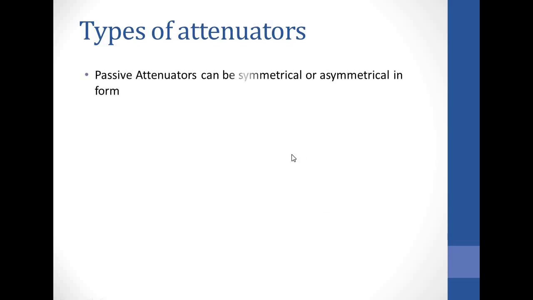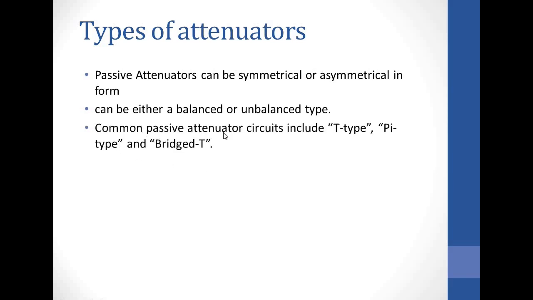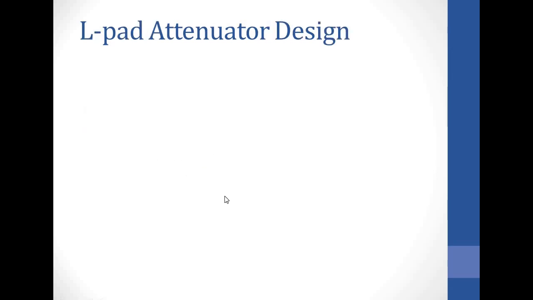Fortunately for you, you don't have to cram this because we're not going to do calculations for this chapter. Types of attenuators. We mentioned that attenuators can be symmetrical or asymmetrical. Symmetrical is R in equal to R out. Asymmetrical, R in is not equal to R out. We can also have what we call balanced or unbalanced type. I'll explain this as we look at the circuits. So, common types, we've got the T-type, the pi-type, and the bridged T-type attenuators. Again, you are going to see this as we look at attenuators.